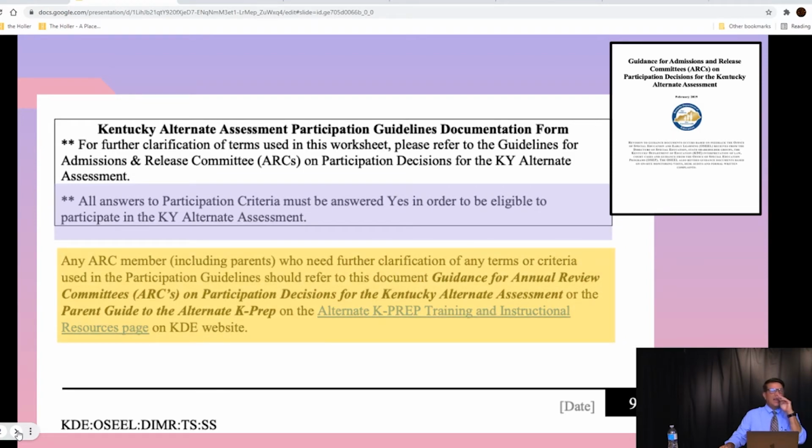We see that these decisions, this guidance for these decisions, are housed there in the Guidance for Admission and Release Committee, and we also see that all of those answers have to be yes in order for the student to be able to participate.